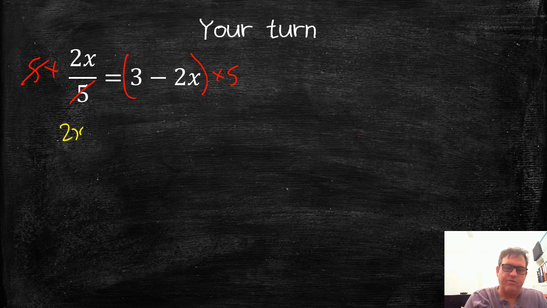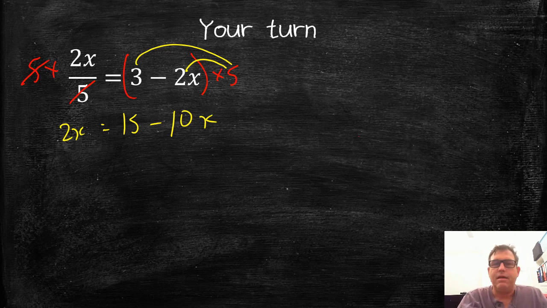So on the left I have 2x. On the right, 5 times 3 is 15. And 5 times minus 2 is minus 10x. Everything gets multiplied by 5.